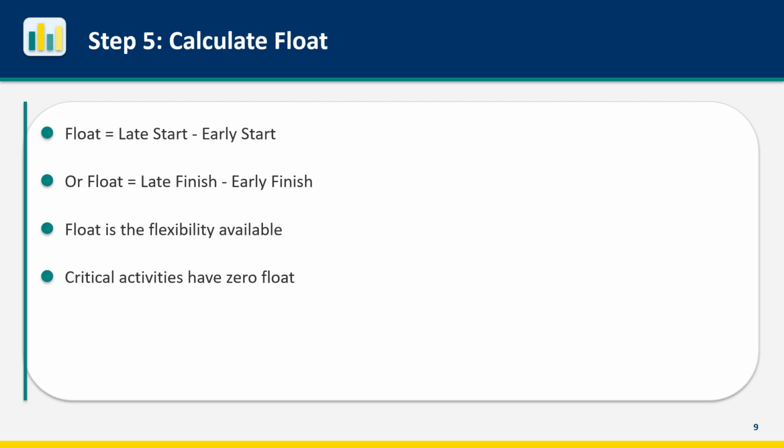Step 5 is calculating float. Float, also called slack, is the amount of time an activity can slip without delaying the project. The formula is simple: float equals late start minus early start, or equivalently, late finish minus early finish. An activity with 5 days of float can slip 5 days without impacting the project finish date. An activity with 0 float cannot slip at all. Any delay becomes a project delay. Critical activities are those with 0 float. They form the critical path.